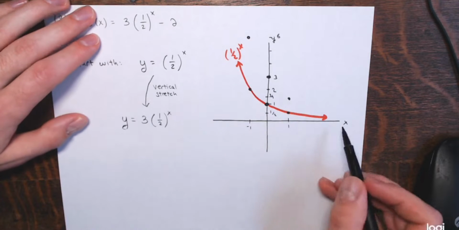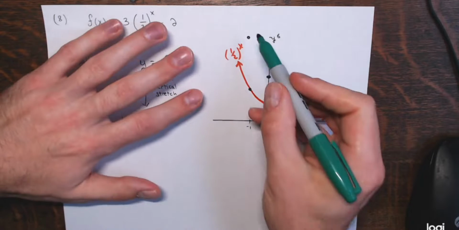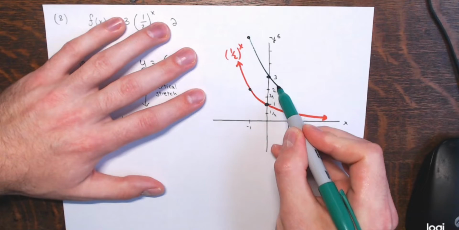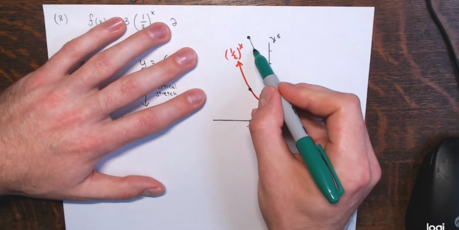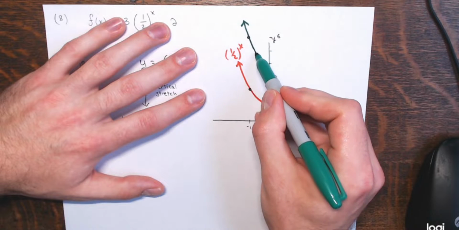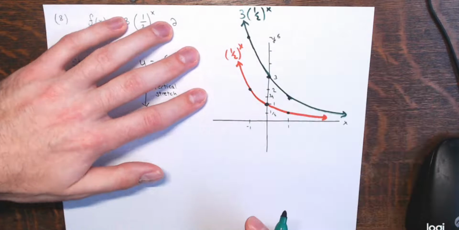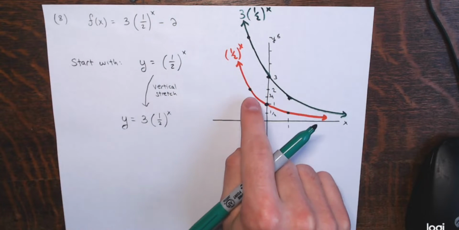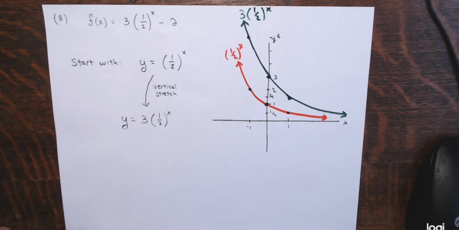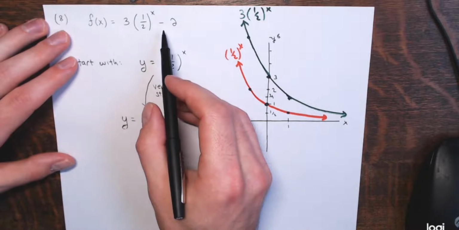But the horizontal asymptote is still going to be the same. It's still going to be the x-axis. Sorry, I should have hit that point. See, bad hand drawings. So here's 3 times (1/2) to the x, that graph. But still the x-axis is the asymptote. Every point on this new graph should be 3 times as far away from the x-axis as the ones on the original graph. And then finally, to make this rule look like this one, I'd be subtracting 2 afterwards.